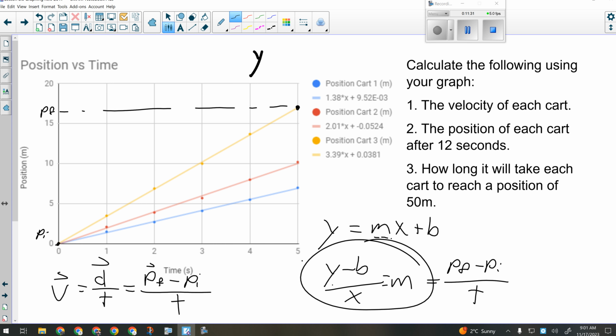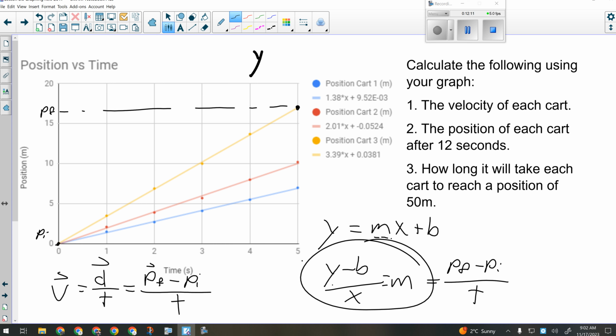Okay, so that answers question number 1 then, for this graph. What's the velocity of each cart? On this graph, the velocity is represented by the slope of the line, because it tells me the rate at which I change my position. Okay? In the case of cart 1, that's 1.38 meters per second. For cart 2, it's 2.01 meters per second, and 3.39 meters per second for cart 3. Okay? Slope always tells us the rate at which y changes as a function of x, or y divided by x. Okay, everyone follow me there?